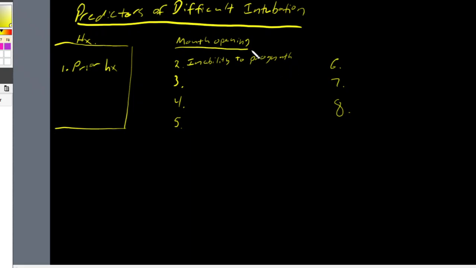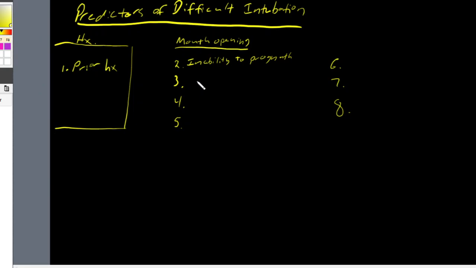Now, what does this mean? So this basically means the inability to bite your upper lip with your lower teeth or your lower front teeth. So this has to do with examining the patient's mouth, examining the patient's teeth.